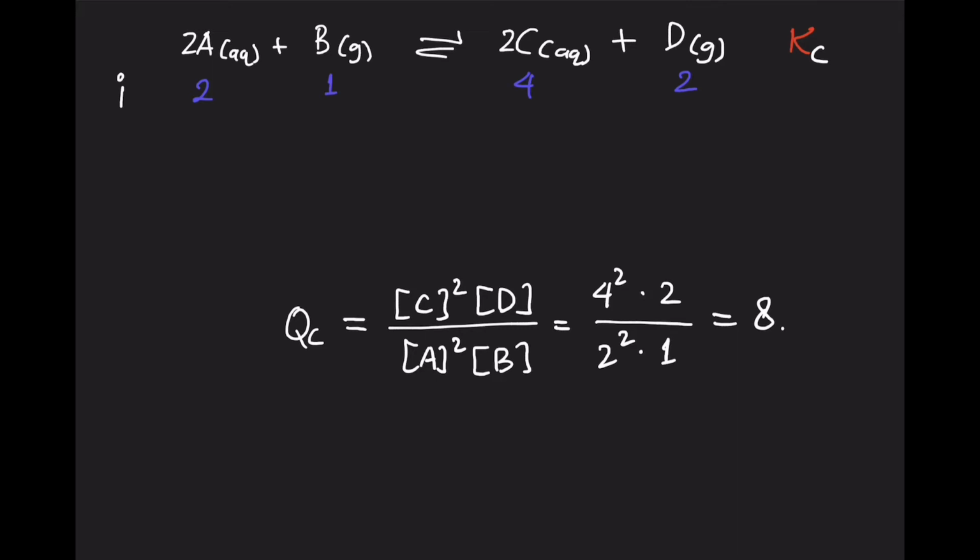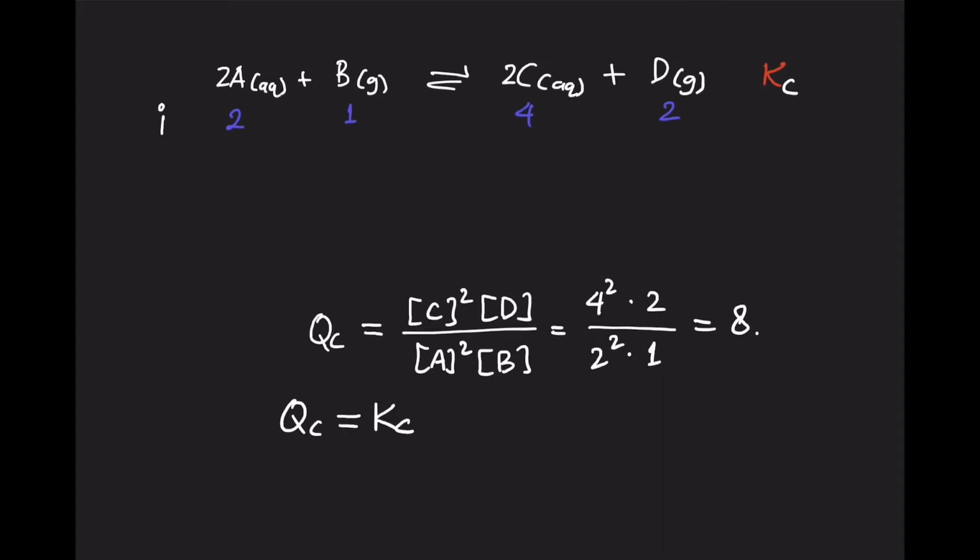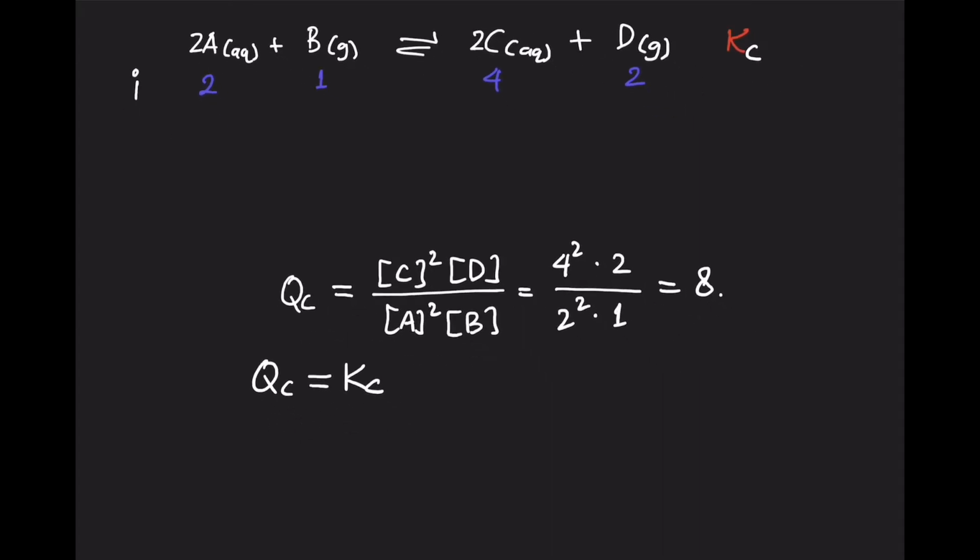So from this, we have to compare the QC and the KC. If the QC is exactly the same as the KC, that means we have already reached the equilibrium. This is the equilibrium condition where the reaction macroscopically does not occur anymore. So this is the composition where it reaches the equilibrium and it will stay there.